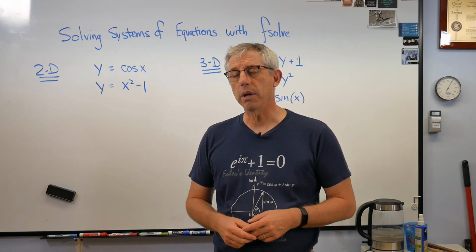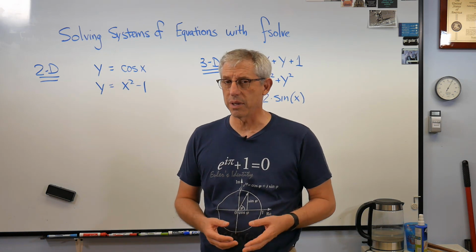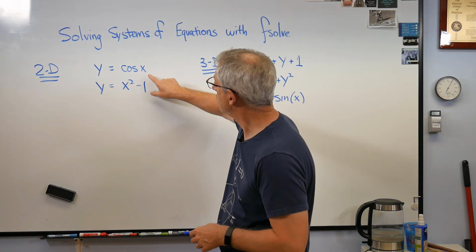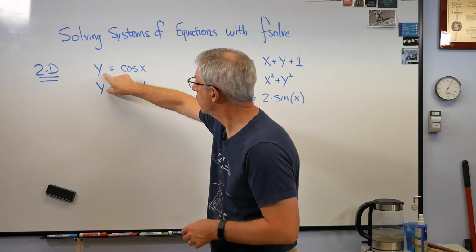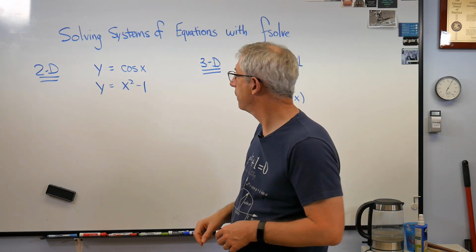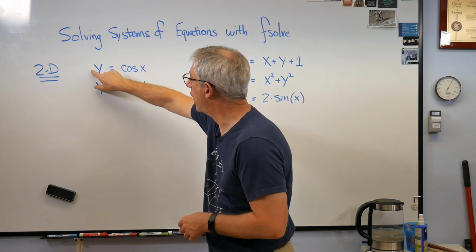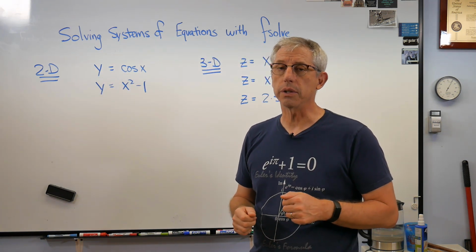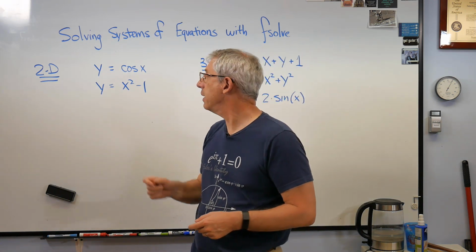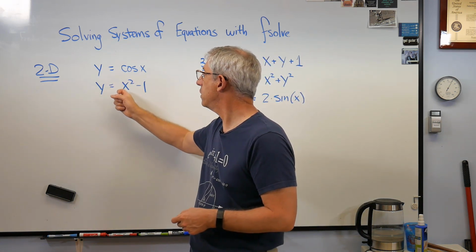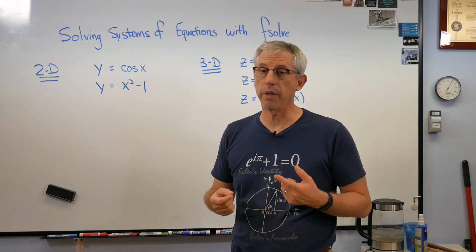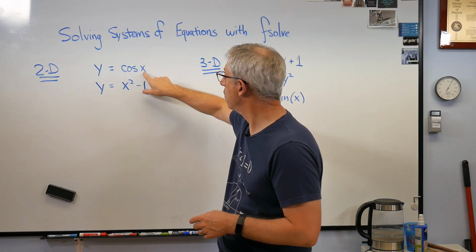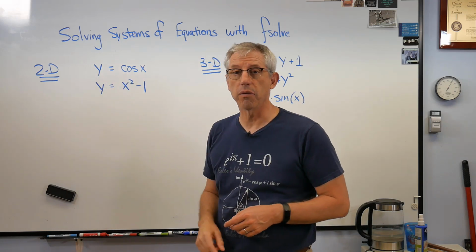Now, before we can go any further, let's make sure we know what solving a system of equations means. Well, in this case, it means finding a value of x so that y is the same for both of them. Okay? So if I find an x that makes that y equal to that y, I've solved the system of equations. Now, what that means graphically is if I plot this function and that function on the same axes, where they cross, that's the solution.